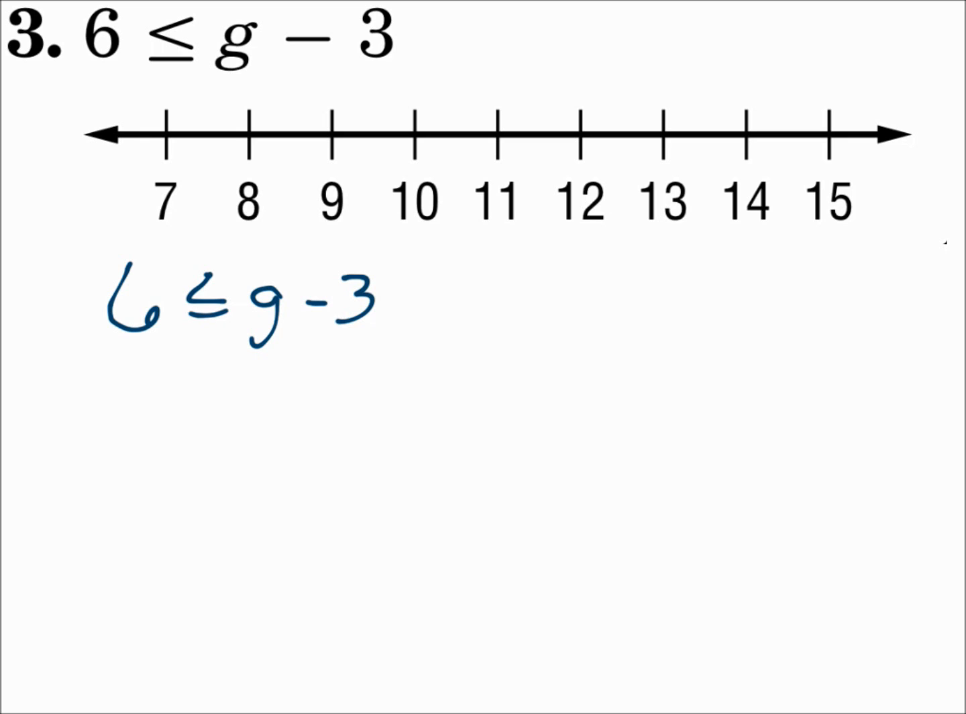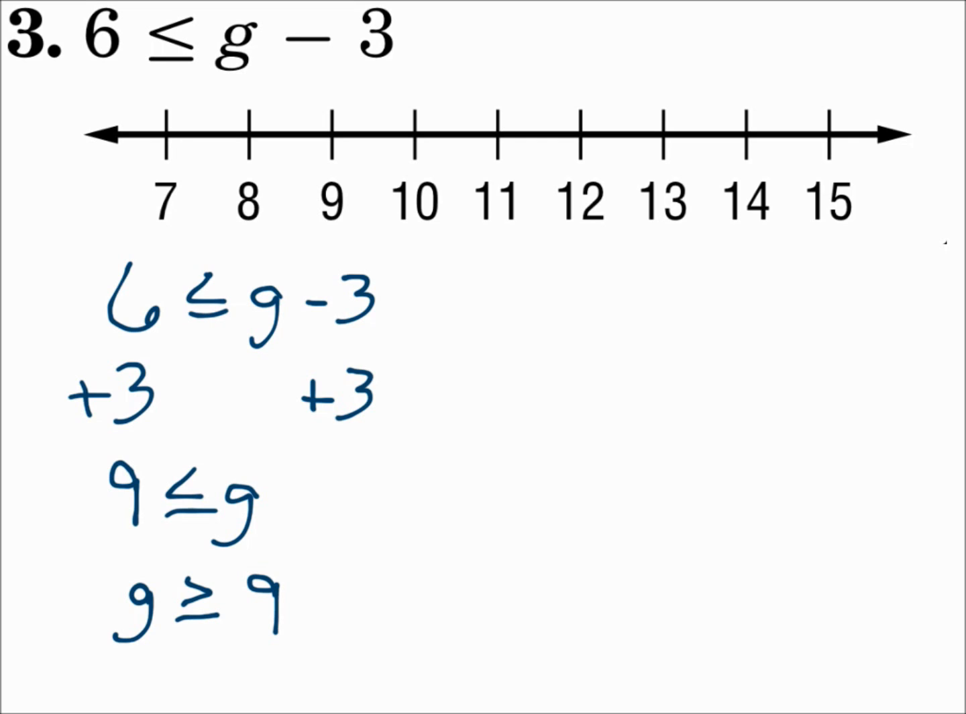Number 3. 6 is less than or equal to g minus 3. Well, the 3 is being subtracted, so let's add it to both sides. On the left, 6 plus 3 is 9. And on the right, the 3's cancel out. And remember, write the final answer with the variable on the left. Since 9 is less than or equal to g, if we write the g first, we're going to have to flip the whole thing around. G is greater than or equal to 9.